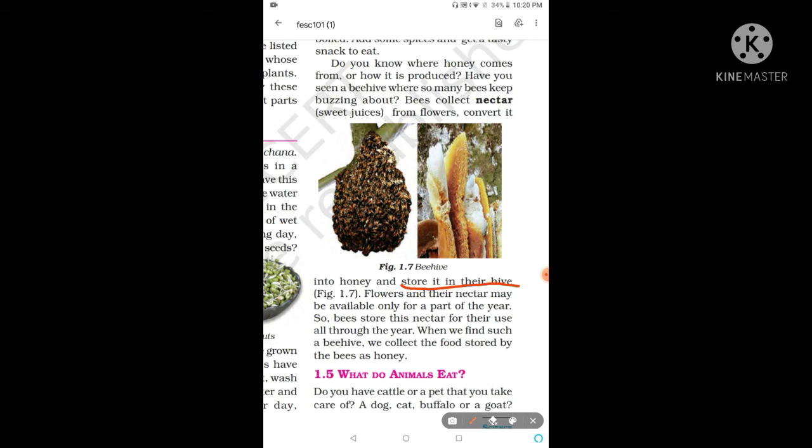They store it in their hive, means where they live, right? Flowers and their nectar may be available only for a part of a year. So bees store this nectar for their use all through the year. It is available only once in a year. So they collect for all through the year. When we find such a beehive, we collect the food stored by the bees as honey.